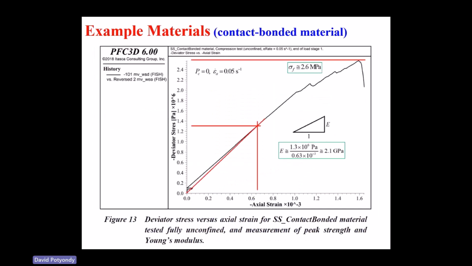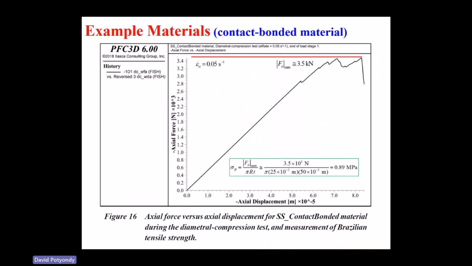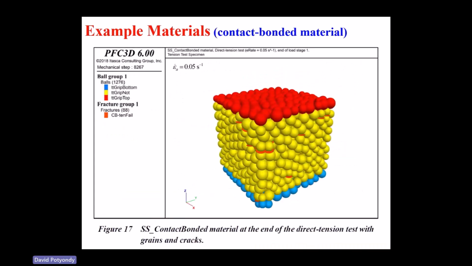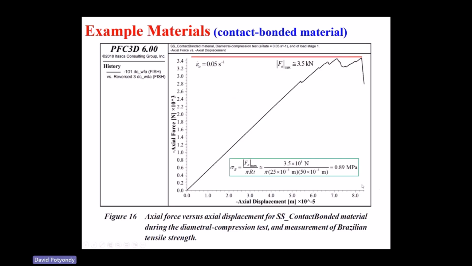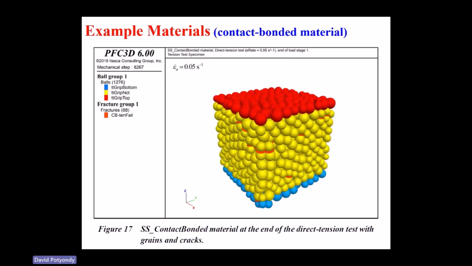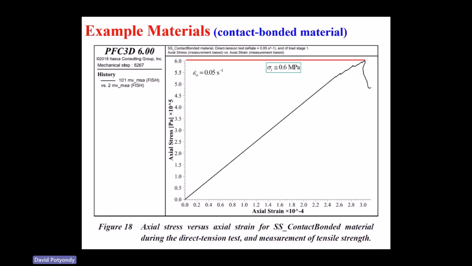When we did the direct tensile test, we got, where's the direct tensile? I didn't do the direct tensile, sorry. We did that one first, we got 0.89. Then we do the direct tensile test, we're getting 0.6. This is axial stress versus axial strain for the direct tension test, okay? So the Brazilian thing is coming out at 0.89. The Brazilian measured tensile strength is usually a little bit bigger than the direct tensile strength, and so we're seeing the same thing with our system, okay?